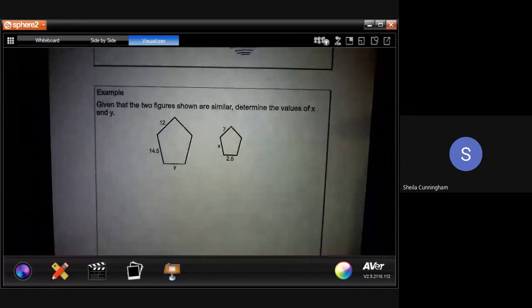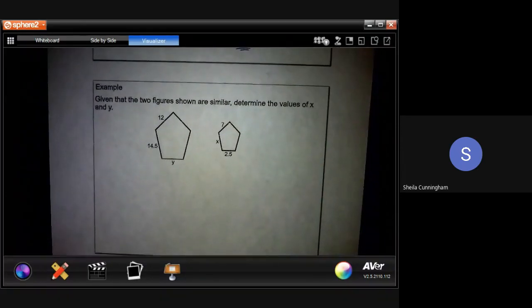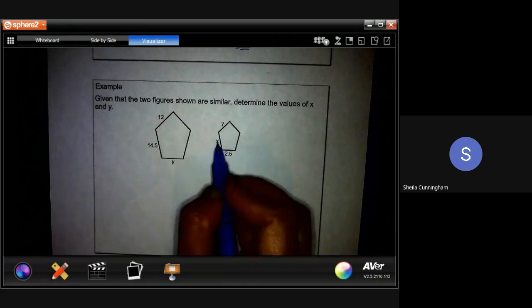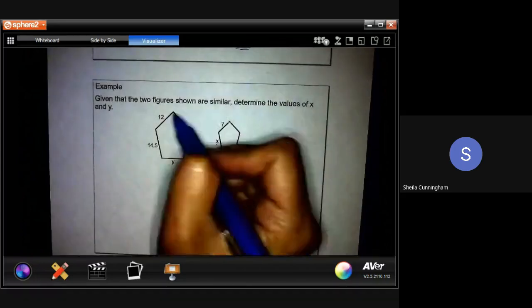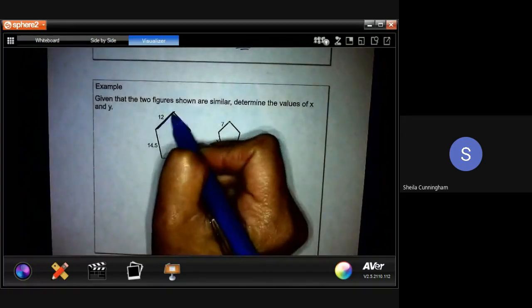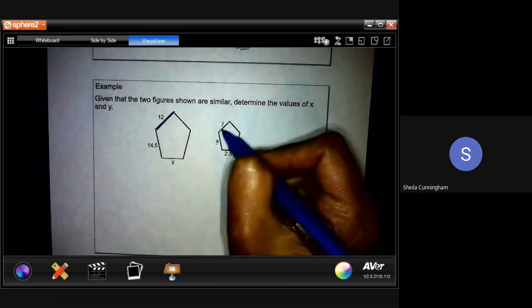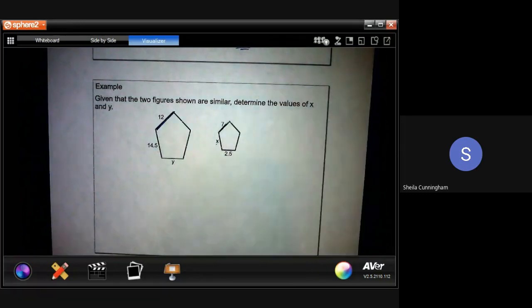Okay, so given that the two figures below are similar, let's determine the values of X and Y. So this time we have 2 missing sides we want to find. So that can be a problem if we don't have a complete set of corresponding sides that have 2 values. But in this case, we have this 12 here, and it corresponds with the 7 over here. So that is going to be very helpful in us creating our proportions.